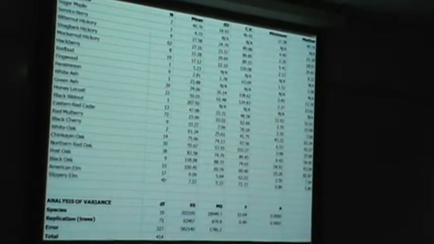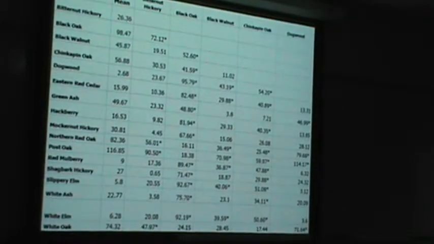This is the statistics and analysis of variance for branch biomass. And the mean value ranges from 2.81 for dogwood to 118 for post oak. And with the analysis of variance, the means are significantly different. And as you see right here, post oak was significantly different for all trees except black oak.